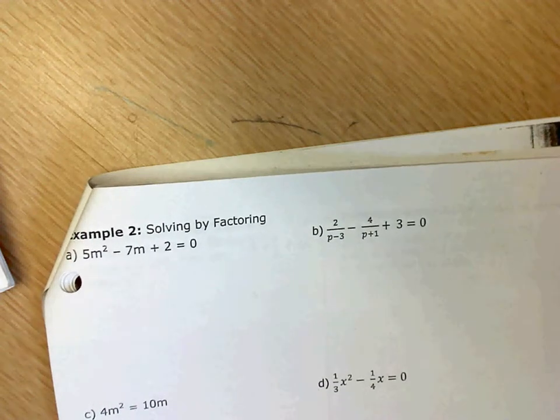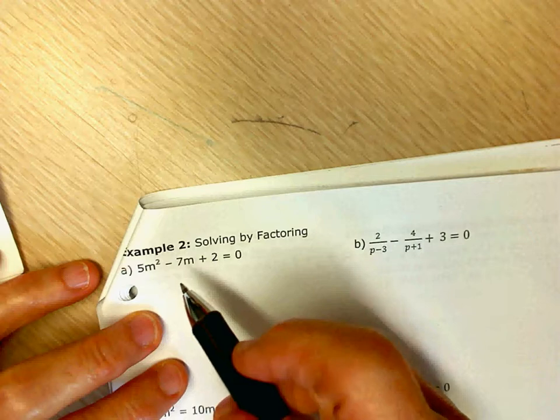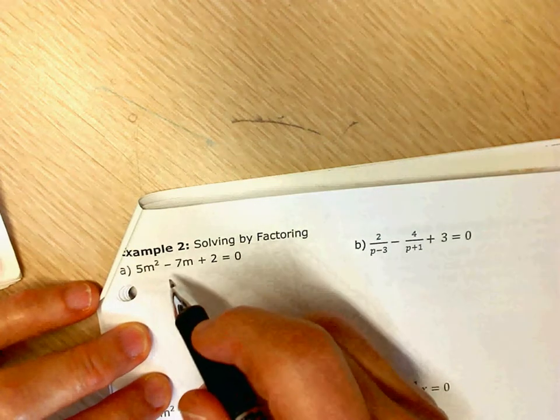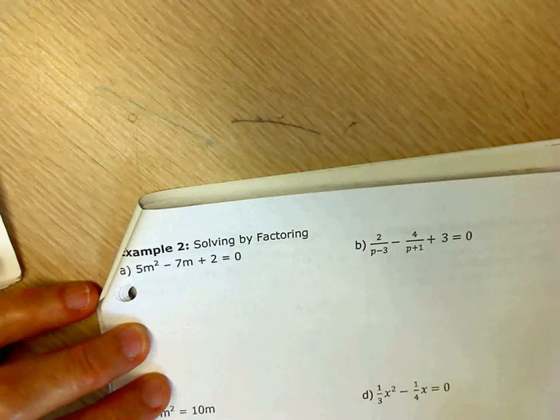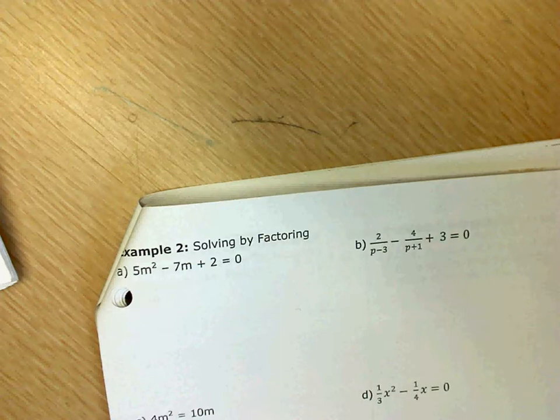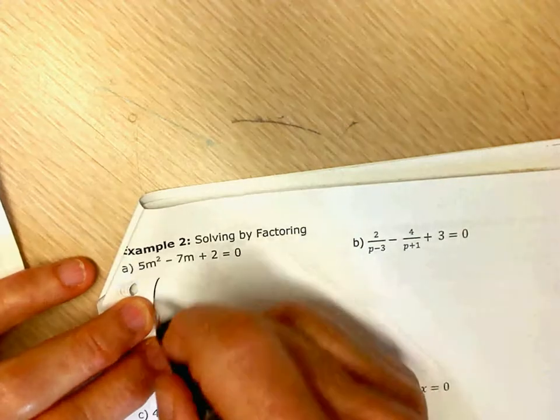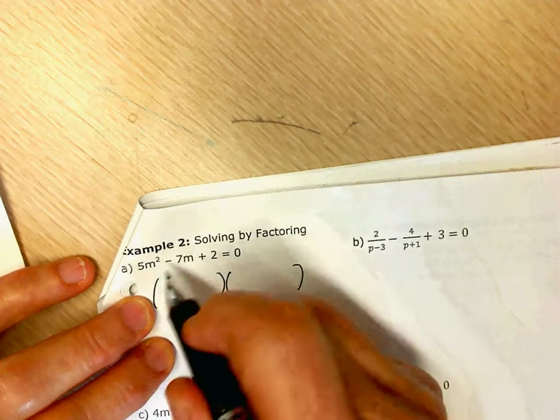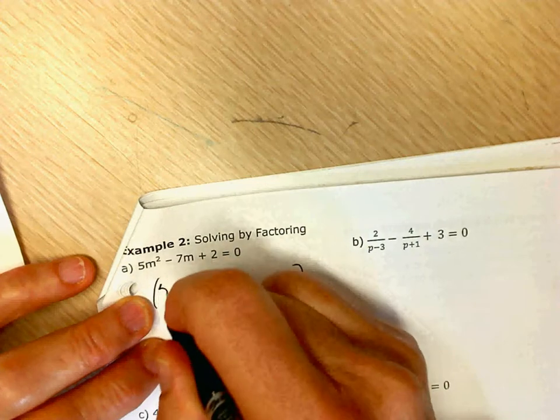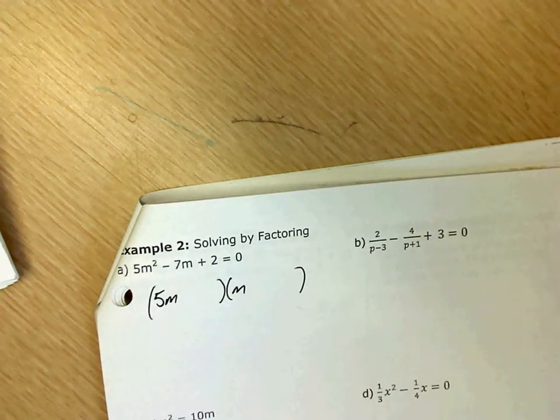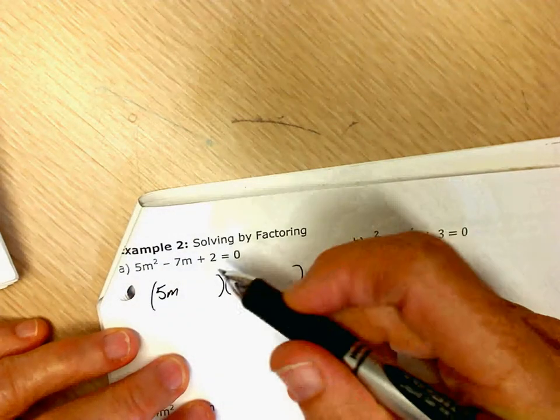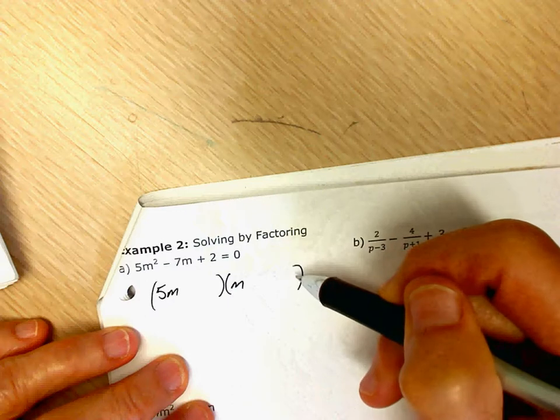Okay, solve by factoring. Do you want me to review factoring by decomposition, or should we jump right into the factoring? What would you like? Jump right in? Okay. So somehow we have to get 5m squared. The only way you can do that is 5m times m, right? And somehow we have to get a positive 2. But a negative times a negative is a positive 2.